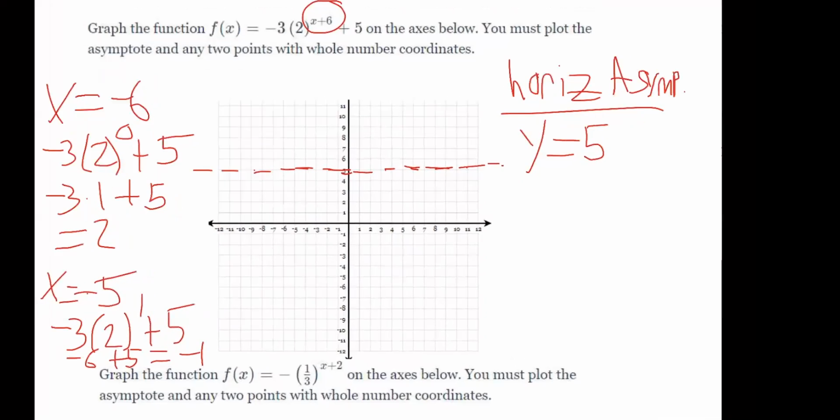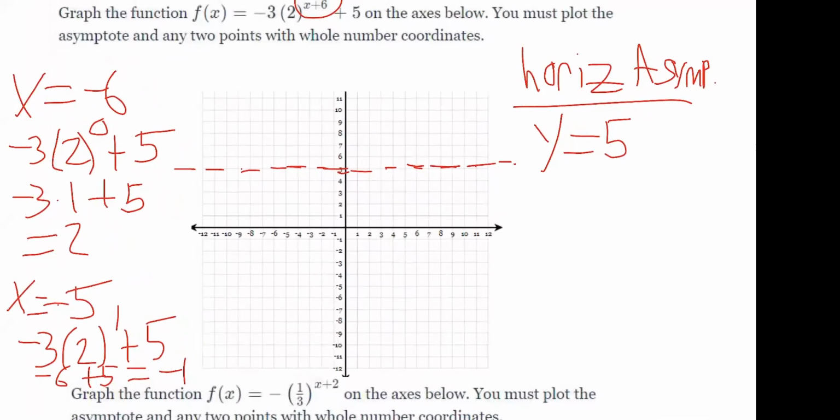So let me replot these points. Because I did start graphing this one, and I was like, that's not what I got earlier. So sorry, we should have had -6, +2. So my mistake there. But this next one is fine.